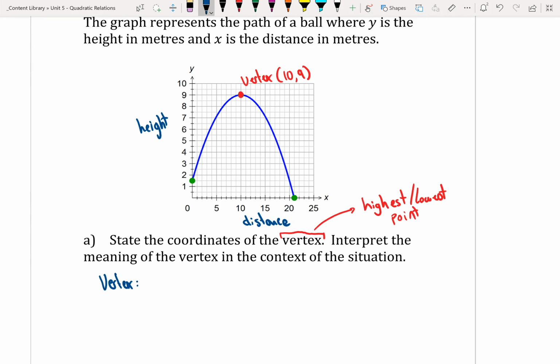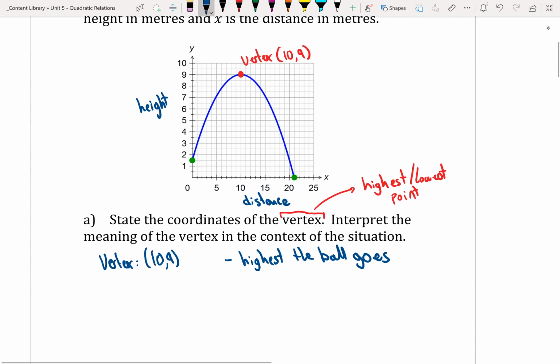The vertex was 10, 9. And what does this vertex actually mean? Well, there's two different ways we can look at it. They both mean the same thing, just one is more technical than the other. So the first thing, you could just say it's the highest the ball goes, which is 9 meters.